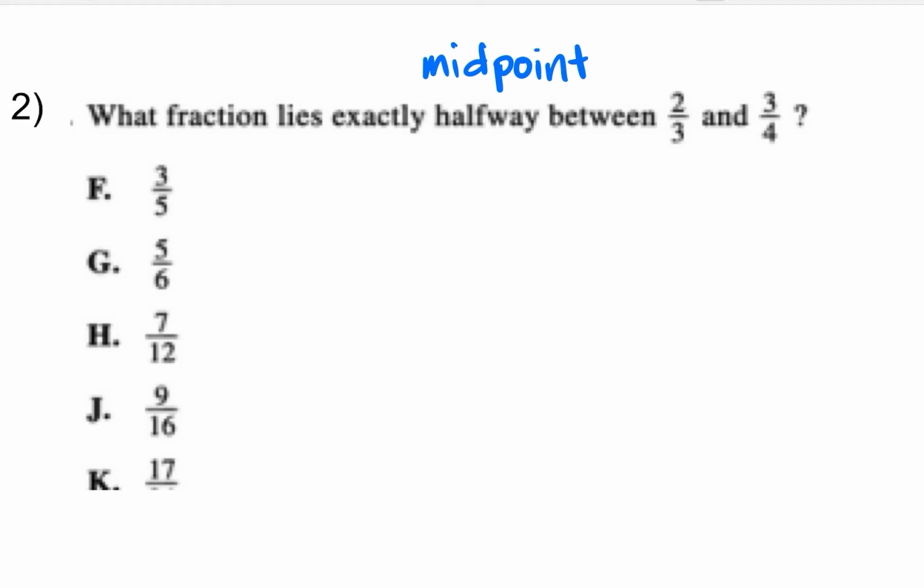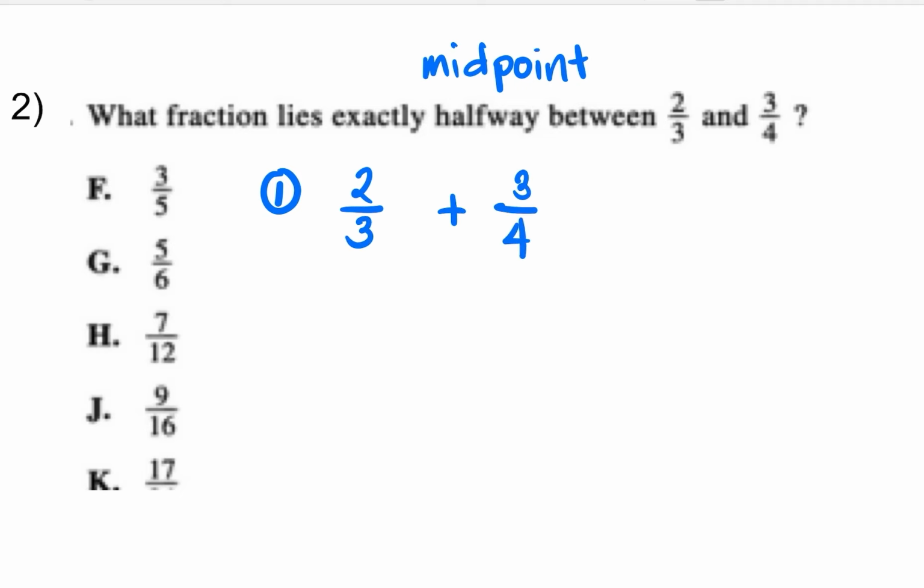If we recall, in finding midpoint, we're going to add 2 numbers and we're going to divide it by 2 because we've got 2 numbers that we added. So that's what we are going to do. First step is we're going to add 2/3 plus 3/4.